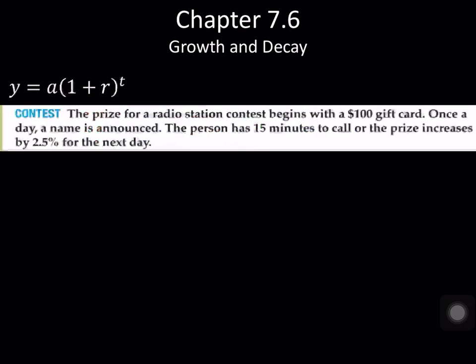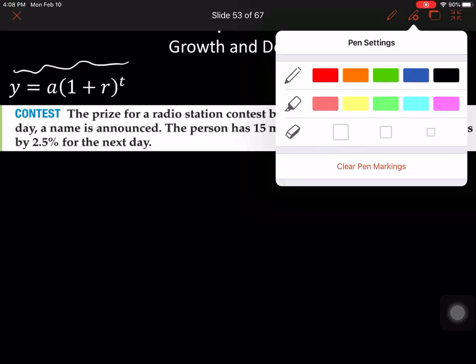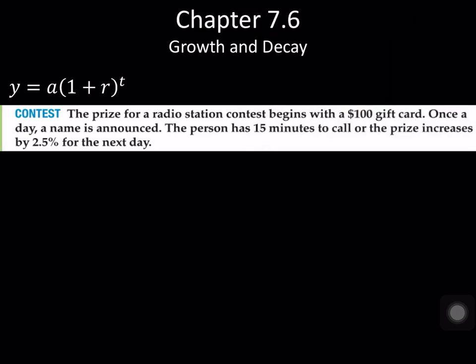And I've got the formula up here just for reference. Okay, so if you need the formula, there it is. Again, at some point that'll want to be committed to memory, but here we go. The prize for a radio station contest begins with a $100 gift card. So if I'm thinking to myself exponential growth, I'm already kind of picking out some of the pieces that I need. And if you'll remember, A is the initial amount. So if a contest begins with a $100 gift card, then that might be my initial amount, the 100.